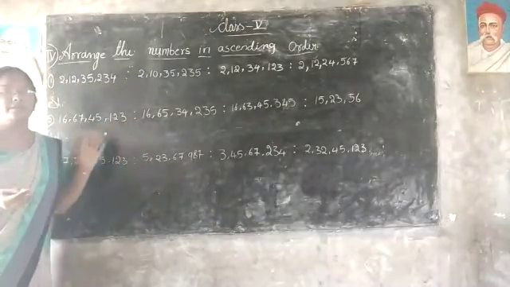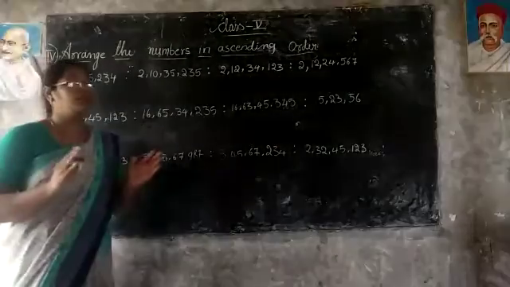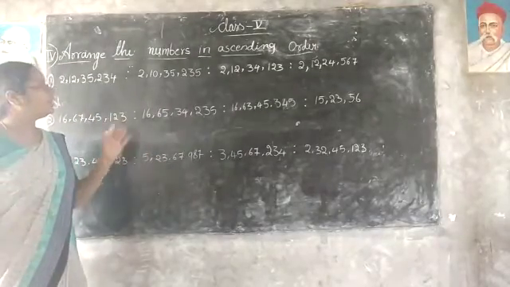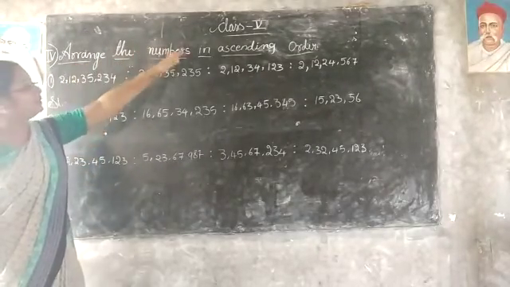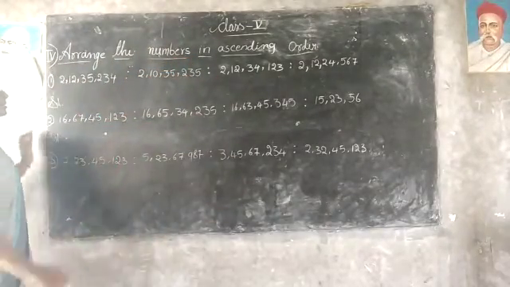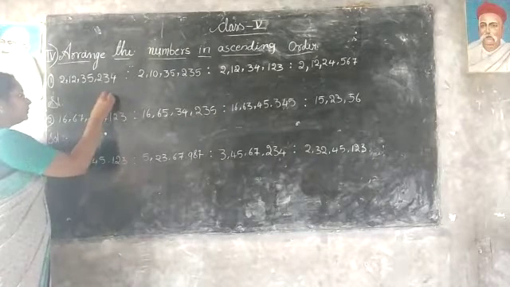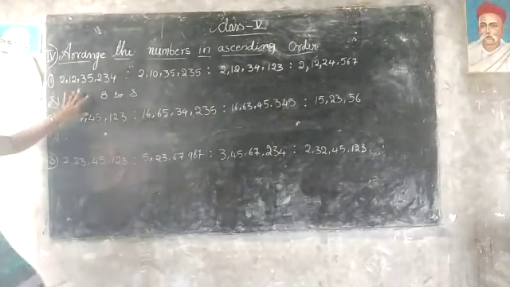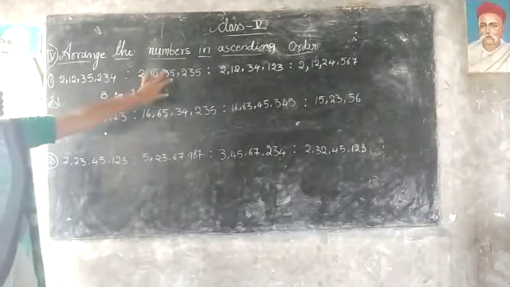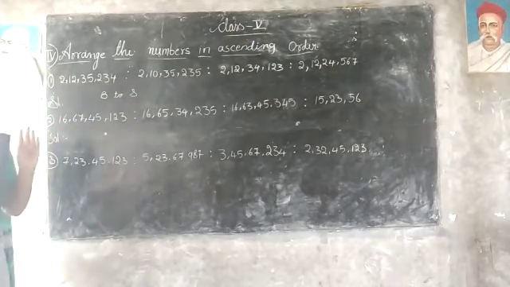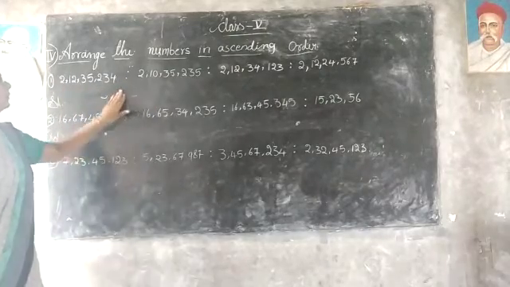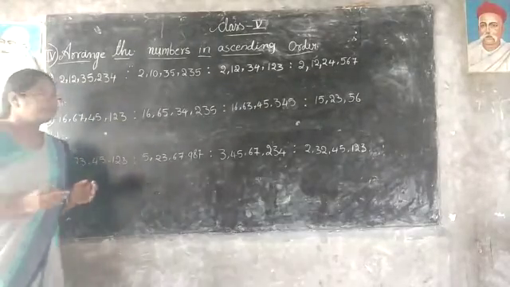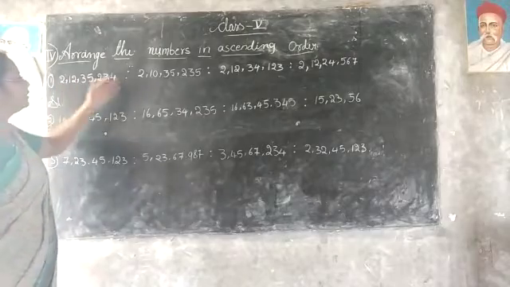It's about the comparisons. That means I'll give two numbers and say which one is greater, smaller, or equal. Here, arrange the numbers in ascending order. Ascending order means we start from big to small. First of all, I'll give four numbers. You can check which number is biggest and what is the smallest number.